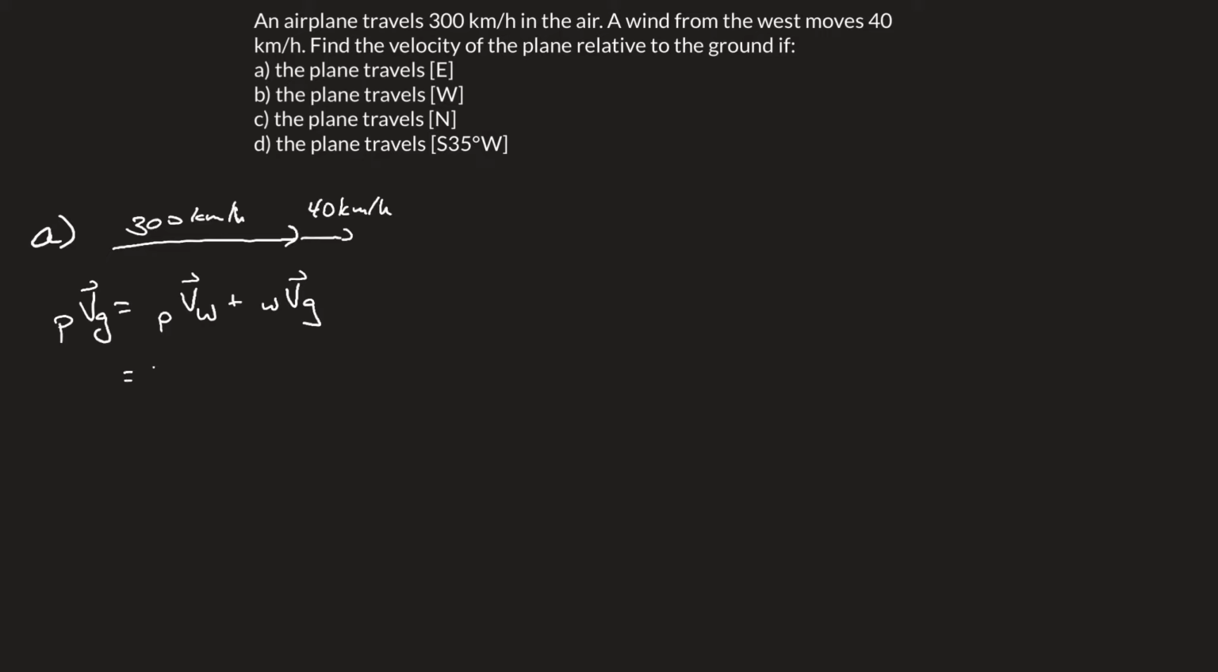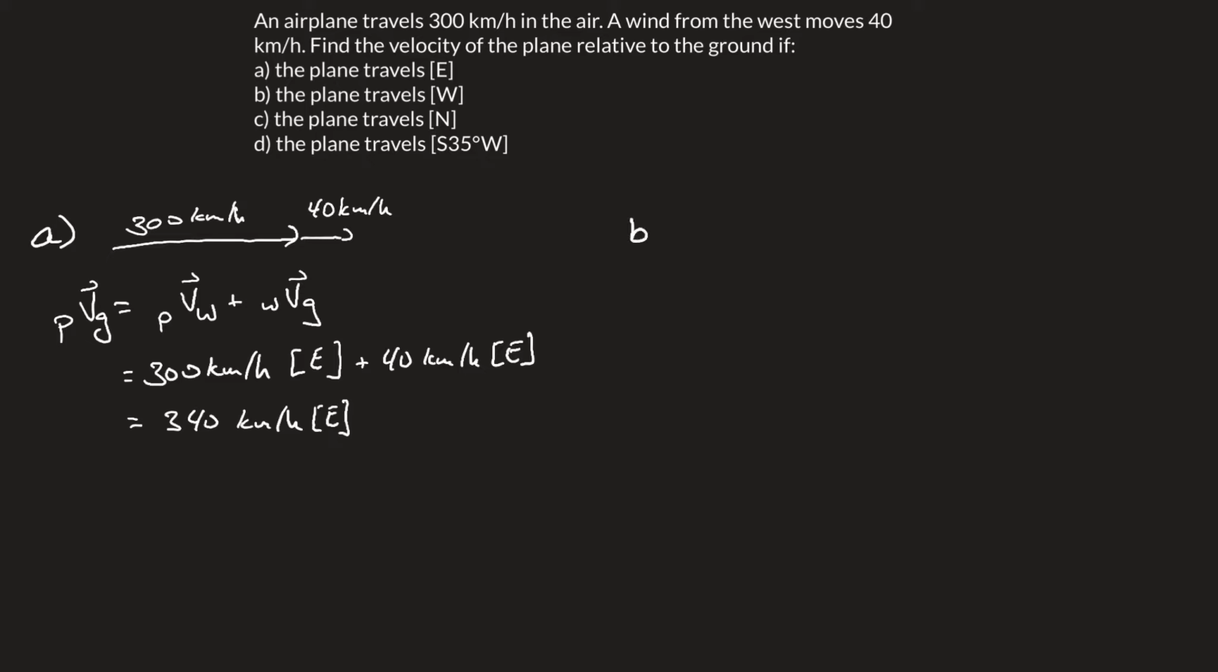That leaves us with 300 kilometers per hour, and we're going east based on our diagram. We're going to say that in this case, east is positive, plus 40 kilometers per hour east. And since they're all in the same direction, there's no trigonometry that has to go on here. So that leaves us with a simple addition, 340 kilometers per hour in the east direction. So this is just a one-dimensional motion question in essence.